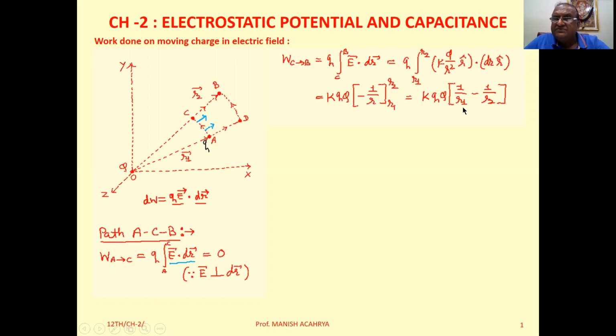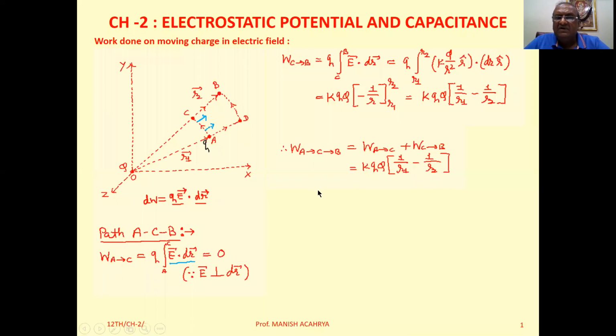Now if we substitute the limits, first r equal to the upper limit r2, and then after minus, r equal to the lower limit r1. But due to this negative sign, you can write kQq into 1 upon r1 minus 1 upon r2. This is the work done to move charge small q from point C to point B. Clear to all of you?